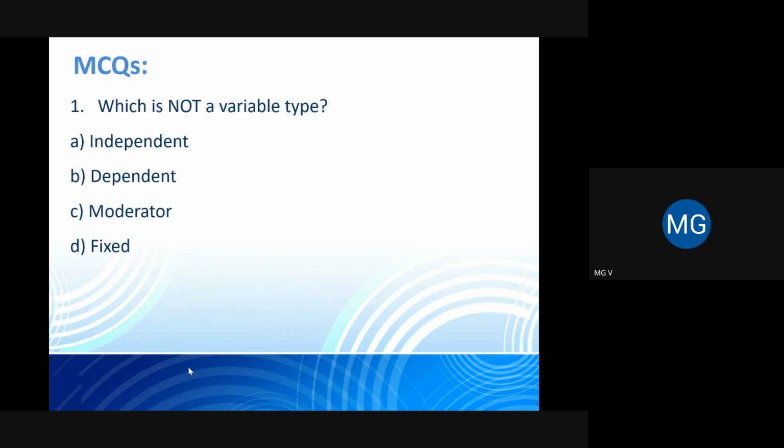Which is not a variable type: independent, dependent, moderator, or fixed? Fixed. Right, it is fixed. Okay, great.